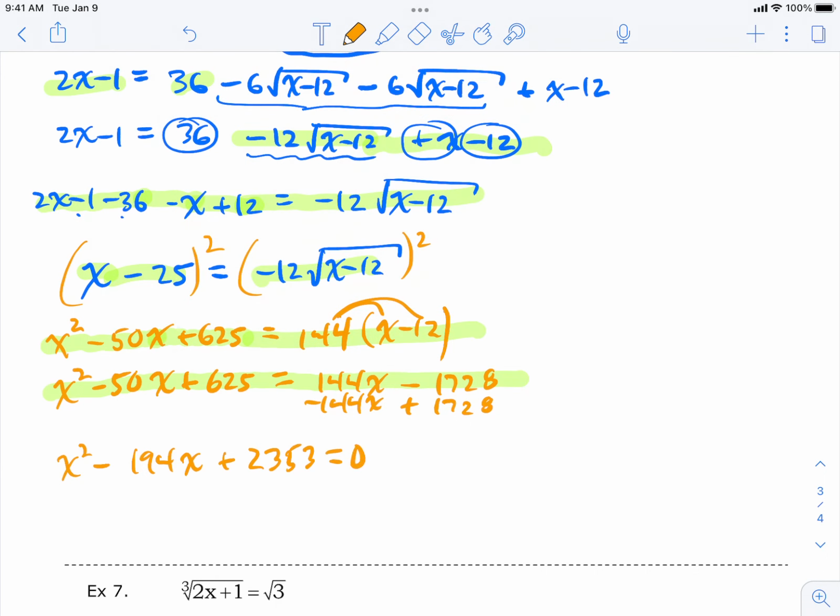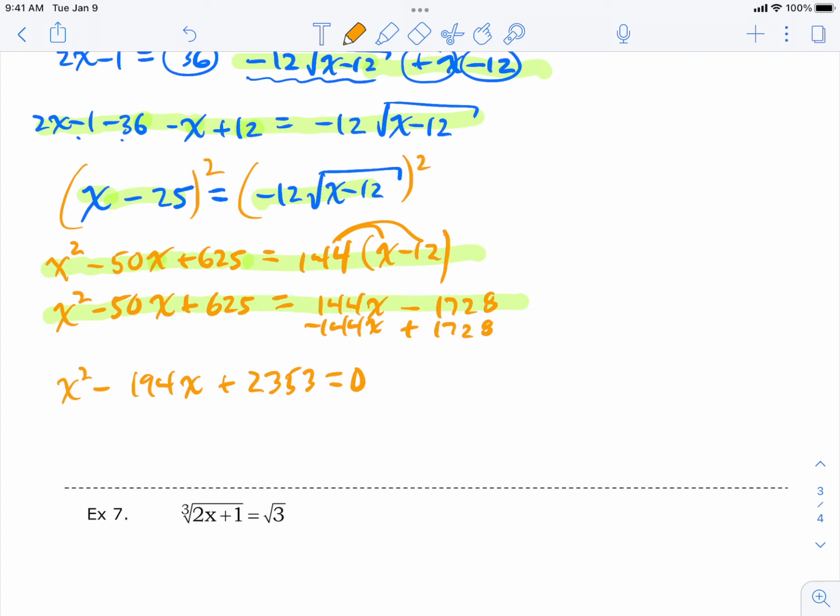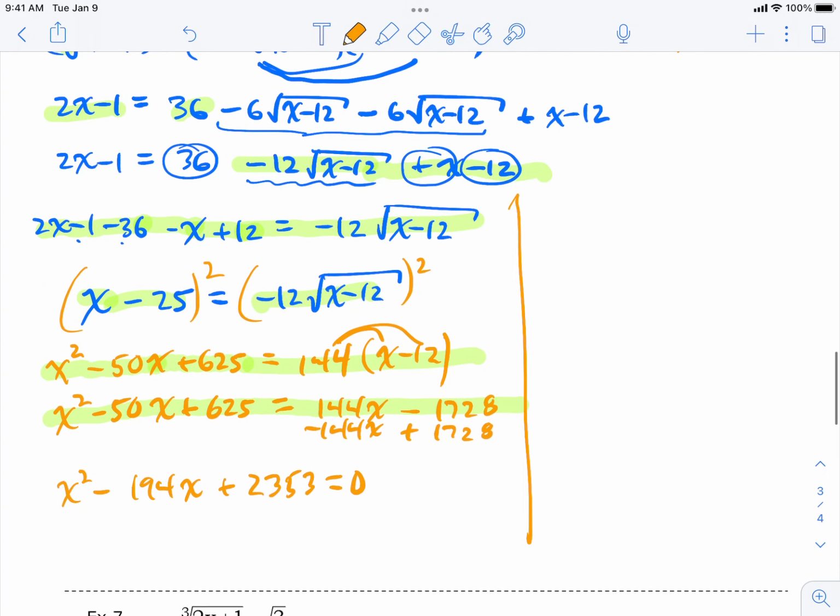Okay, so we could try to factor, I suppose. Anybody feel like breaking up 2353? I suppose we could also grab out the quadratic formula. Maybe that's not such a bad idea in this case. So remember, negative b plus or minus square root b squared minus 4ac, the whole mess over 2a. I'll definitely be grabbing my calculator on this one.